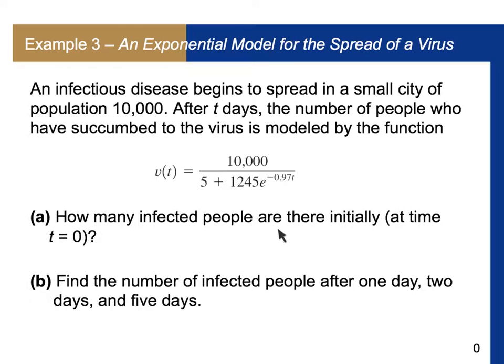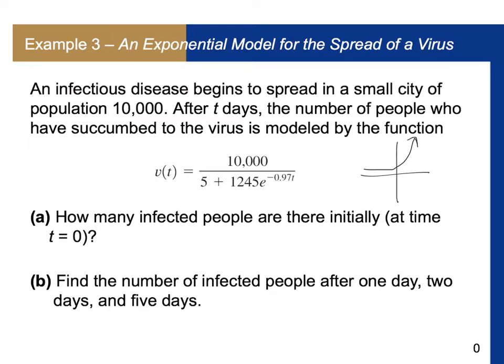Okay. How many infected people are there initially at time t equals 0? And find the number of people infected after 1 day, 2 days, and 5 days. So we're going to put in our days for t here. Now let's talk about this function for a minute. I'm going to go over to the side here and think of what e to the t looks like. Okay, if this is e to the t, that goes like this.